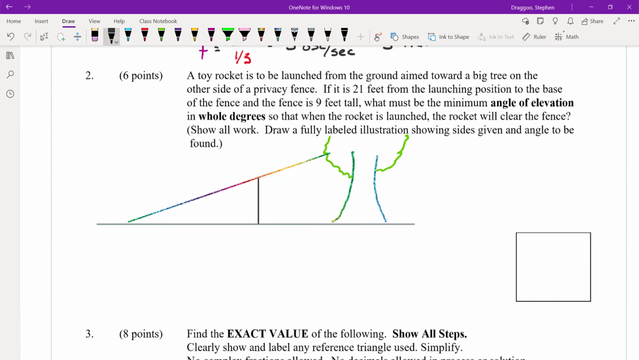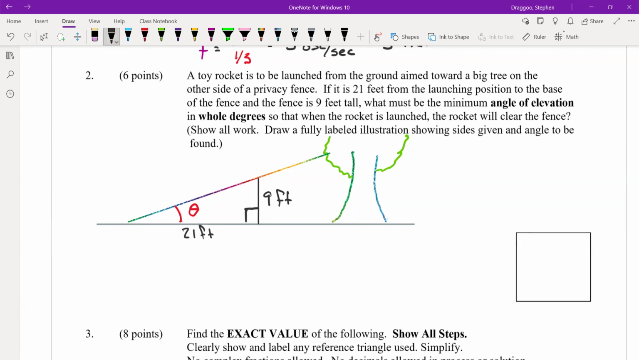Okay, so here's our diagram. We have a right angle here where the ground connects to that privacy fence. The other labels we could throw on here: we know that that fence is 9 feet tall, so we put 9 feet as our label right there. The rocket platform is 21 feet away from the base of the fence, so 21 feet can go right there. And the thing that we are looking for is the minimum angle of elevation. It looks like we'll round to a whole degree, so the smallest whole degree angle of elevation that clears the fence.